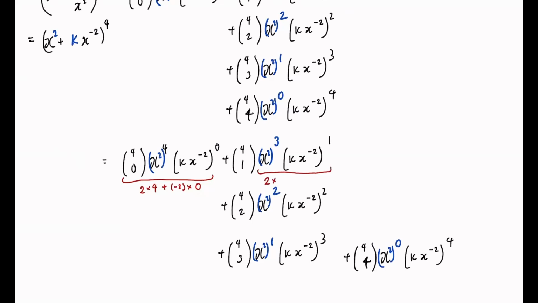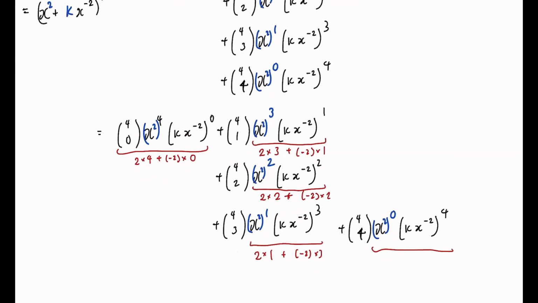It will become 2 times 3 plus negative 2 times 1. Next one, I think you can see as well, is 2 times 2 plus negative 2 times 2. Next one will be 2 times 1 plus negative 2 times 3. Next one will be 2 times 0 plus negative 2 times 4. What you realize is that the power here, you see 4, 3, 2, 1, and then 0. And then you see the negative 2, you get 0, 1, 2, 3, 4. Do you see that pattern?